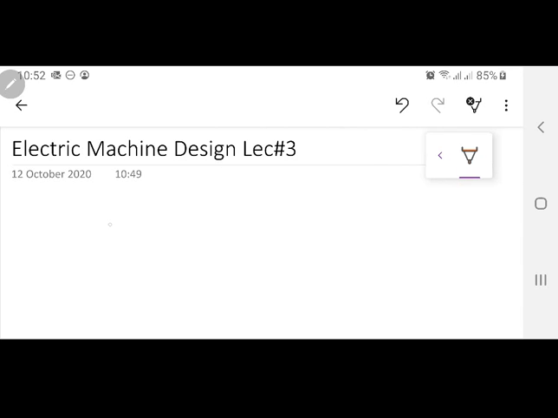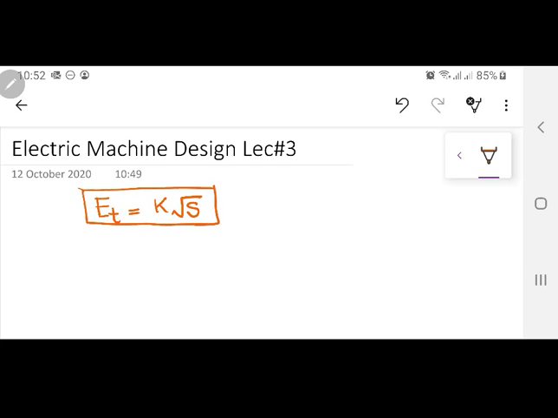Today we are going to actually prove this main equation, that is E equal to k under root S. ये कहाँ से आई, क्या है, and how this equation is going to be used. So I am having this equation over here.